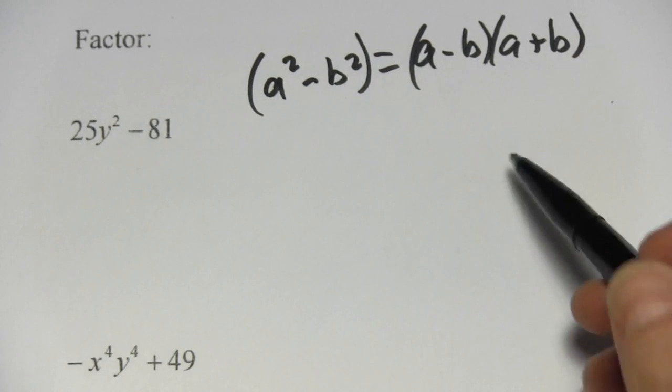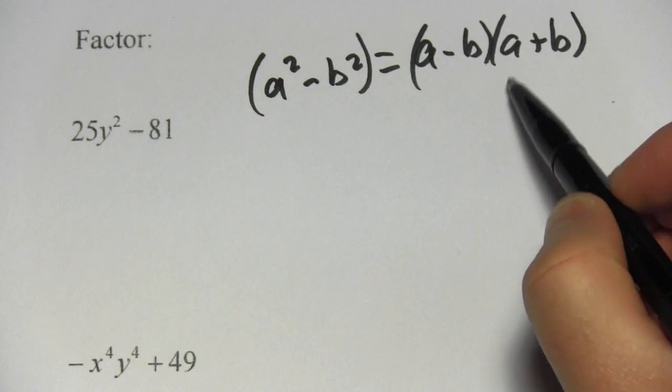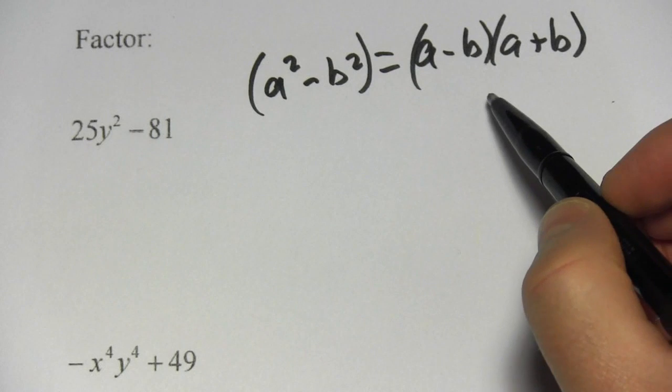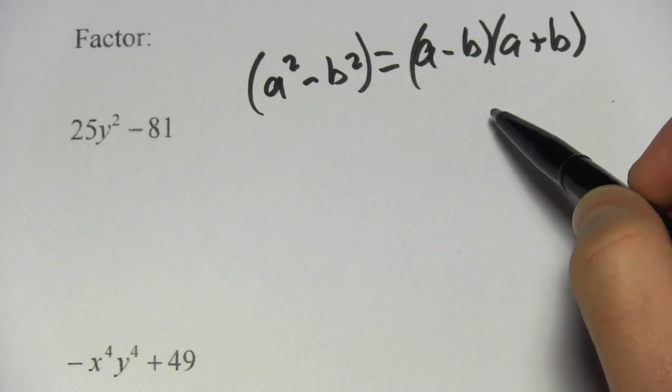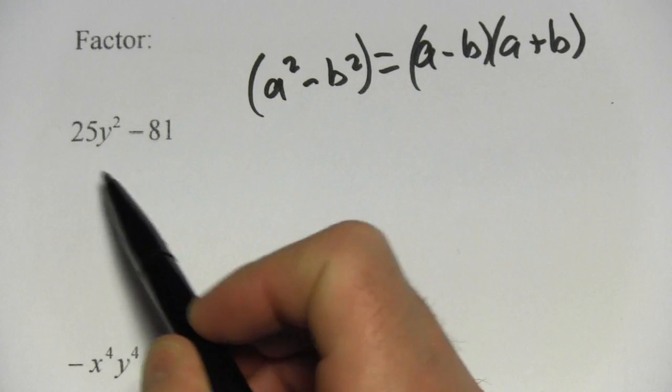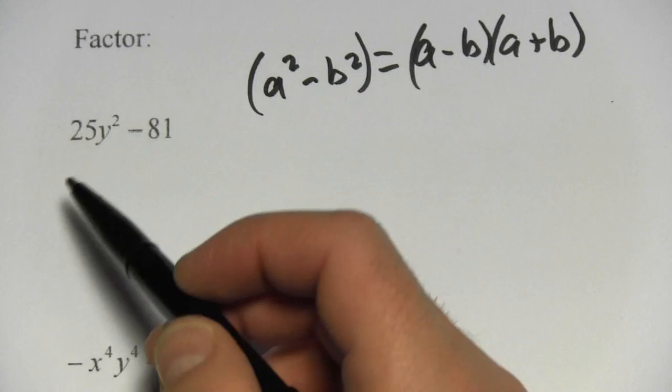If you're not convinced that that's the case, go ahead and FOIL this. What you'll find out is the a squares, the b squares, and the middle terms cancel each other out because one is positive and one is negative. So if I see something where I can take the square root of both those terms and there's a minus sign in the middle, I can just take the square root of both those terms.